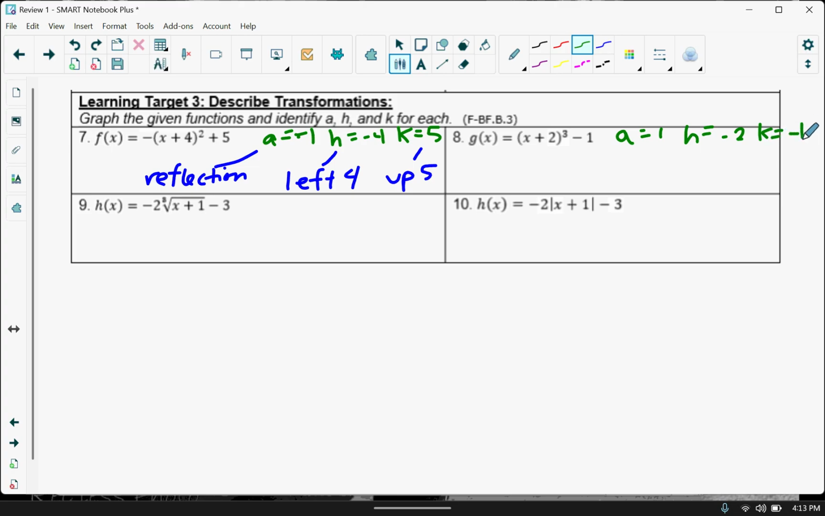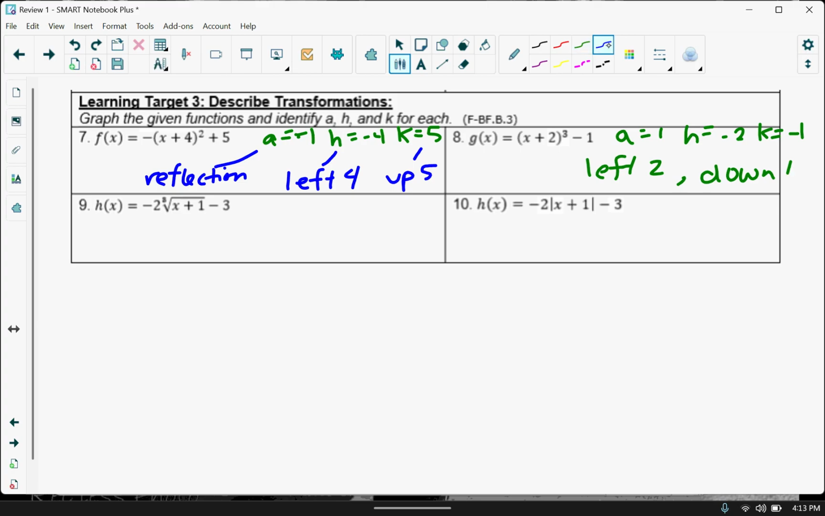Now, since a is 1, I don't have to talk about it because on the parent function, a is 1. So if a were to change, that's when I have to talk about it. H is -2, so that means left 2. And then k, oops, I already have the k written. K of -1 just means down 1.